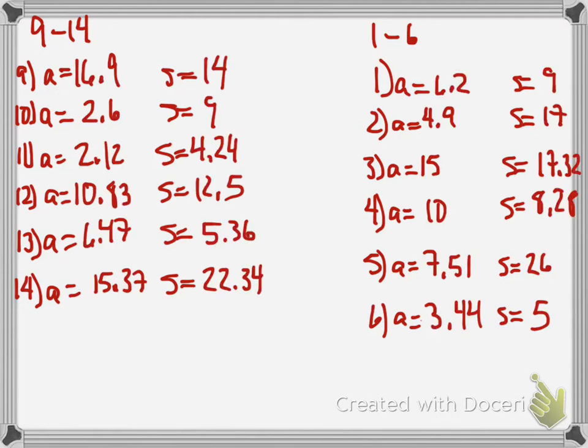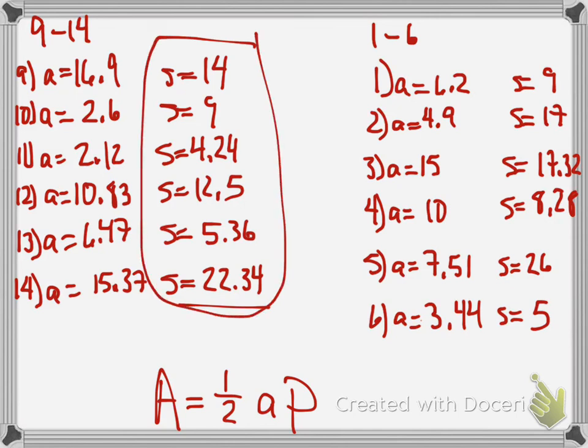Okay, so you can see here, you may want to pause this, but here are the apothems, here are the sides for these problems. Again, you're using the formula area is equal to 1/2 the apothem times the perimeter. You need to find the perimeters using these sides right here, okay? So if you have any questions, feel free to let me know, but before you turn this in, make sure you have these problems done.